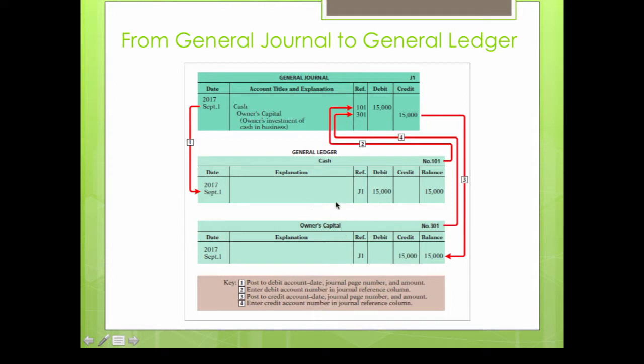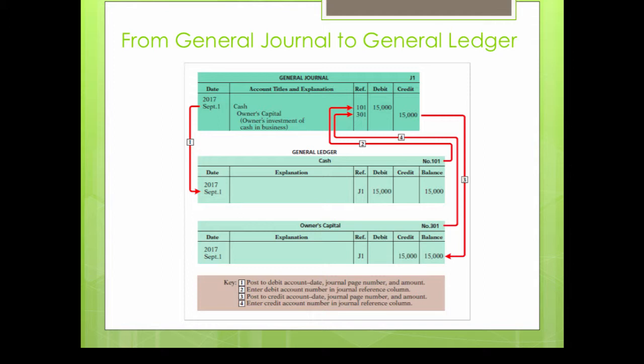And this visual clearly shows how to transfer a general entry to the ledger. Basically, what you are doing is separating the transactions and posting them in the appropriate account, whether it's cash or liability. In this case, it's cash and owner's capital.